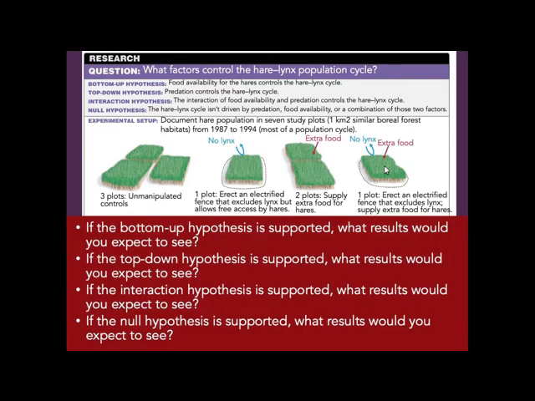So if the bottom-up hypothesis is supported, what results would you expect to see? Well, if you give them extra food, then you would expect it would affect the cycles, right? Yeah. If the top-down hypothesis is supported, which results would you expect to see? I guess if you cut the lynx out, that would affect the cycles. Okay. What about the interaction hypothesis? You would expect that plot without the lynx and with the extra food to be different. Yeah. What about if the null hypothesis is supported? I guess you'd expect all the plots to look like the unmanipulated control plots. Yeah.